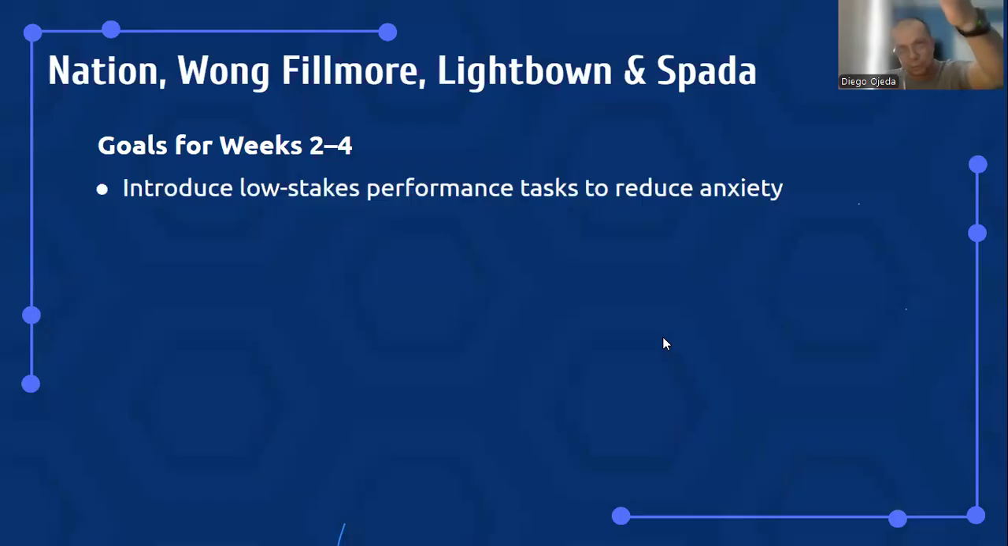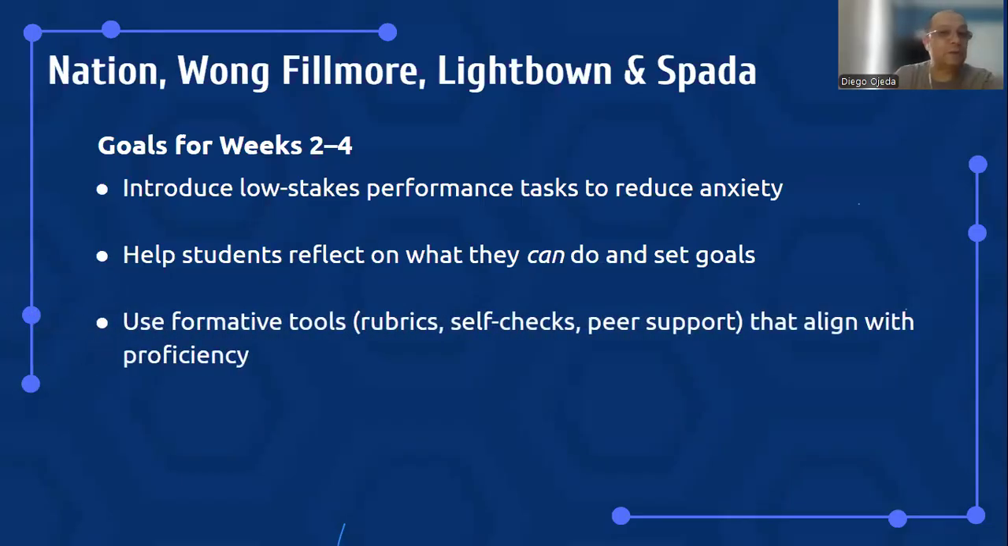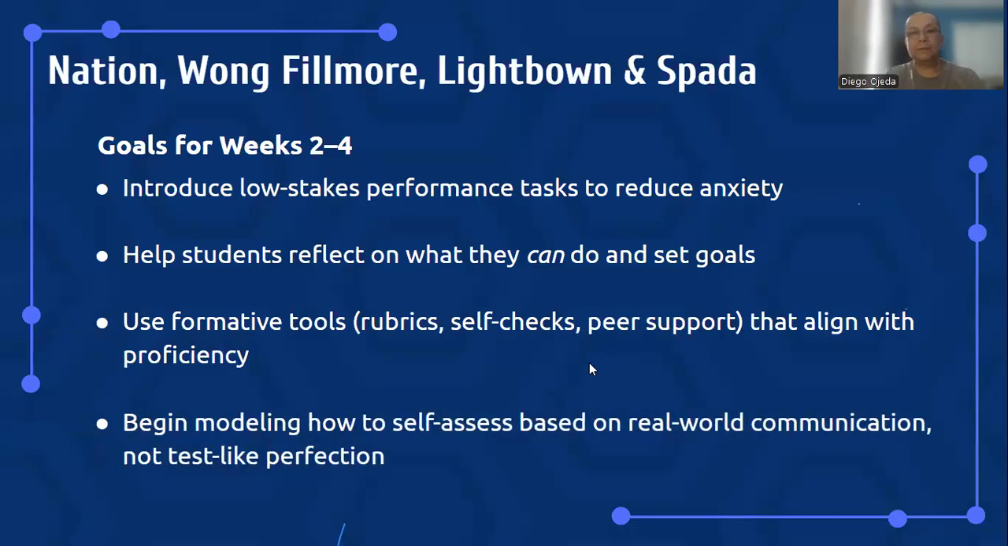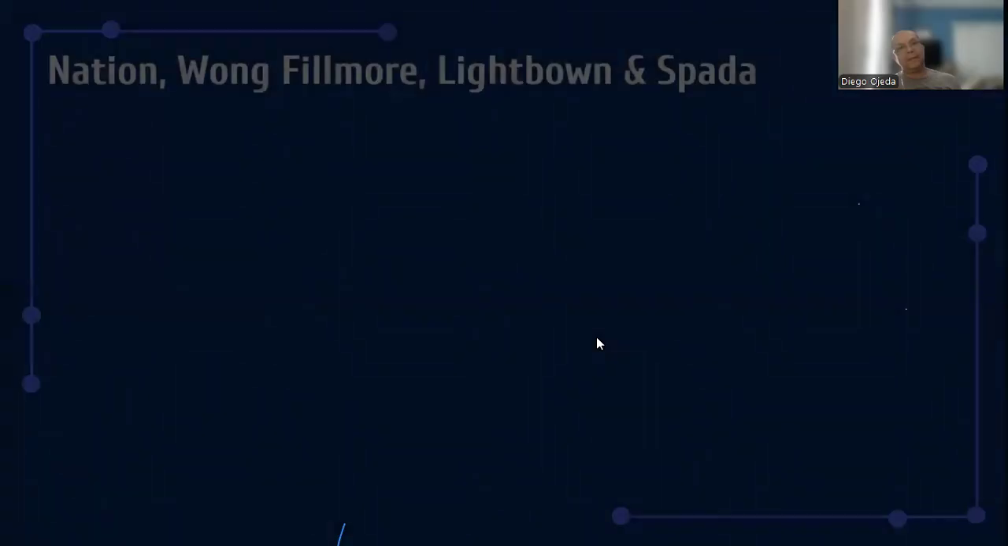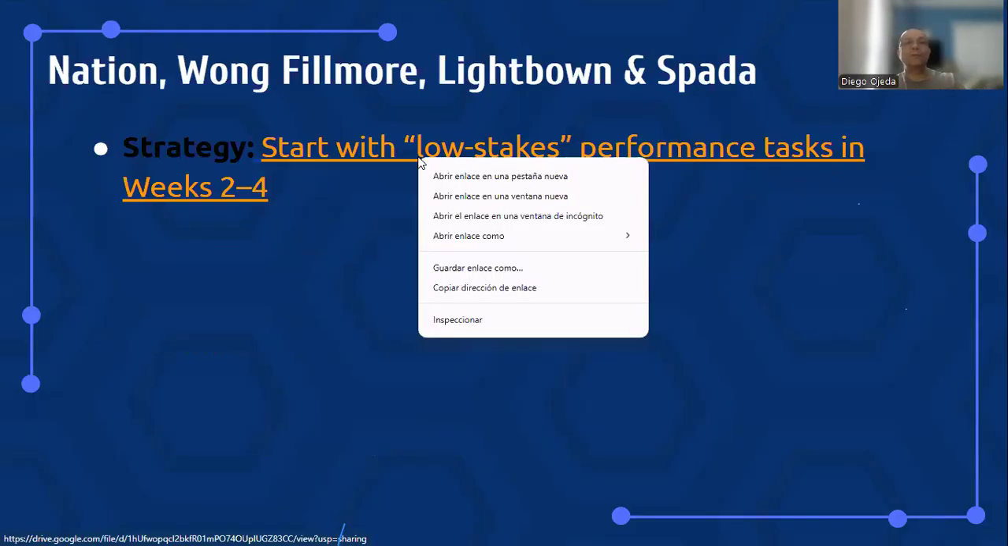Now this is for week 2-4 because we're talking about assessment. Introduce low stakes performance tasks to reduce anxiety. Help students reflect on what they can do and set goals. Use formative tools, rubrics, self-checks, peer support, and begin modeling how to self-assess based on real-world communication, not tests like perfection. Okay, so there's another document that is called Start with Low Stakes Performance Tasks in Weeks 2-4.